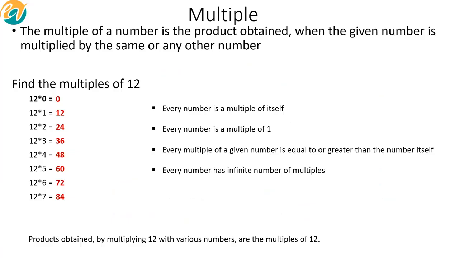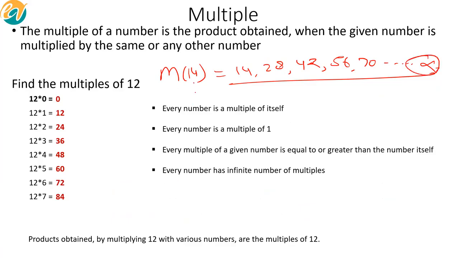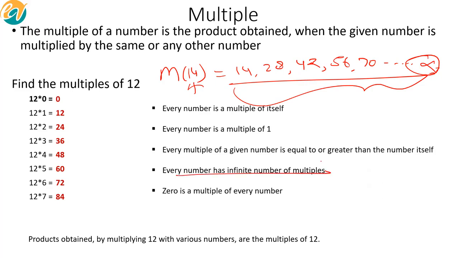Every number has an infinite number of multiples. This I think should be very evident. For example, if we find out the multiples of 14, what would those multiples be? 14 into 1, 14 into 2, 14 into 3, 14 into 4, 14 into 5, and so on till when? Infinity. So every number has an infinite number of multiples. 0 is a multiple of every number. Why is 0 a multiple of every integer? Because any integer, when multiplied by 0, gives 0 as an answer. So 0 is a multiple of every integer.